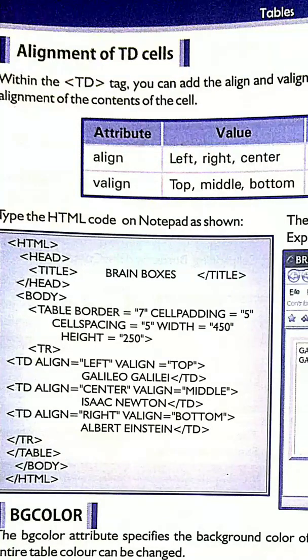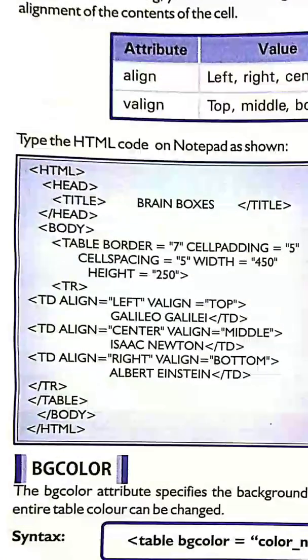In this example they have created a table with a single row and three columns. Here you can see that they have used the border. Table is the tag and border is an attribute. They have selected 7 as the border thickness, cell padding is 5 and cell spacing is 5, and the width is 450 and the height is 250.